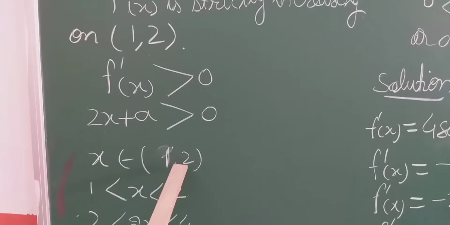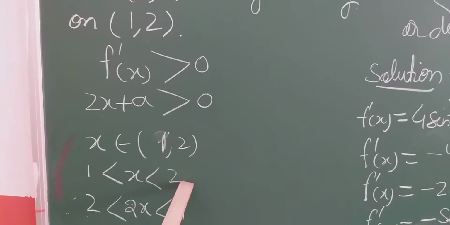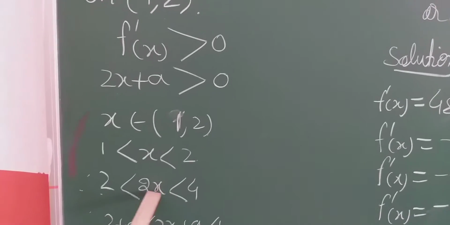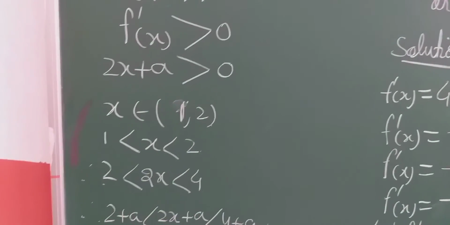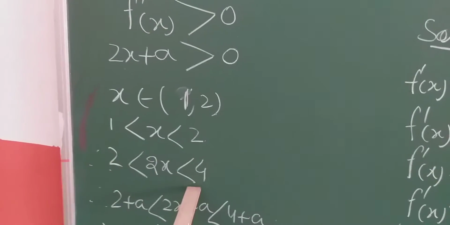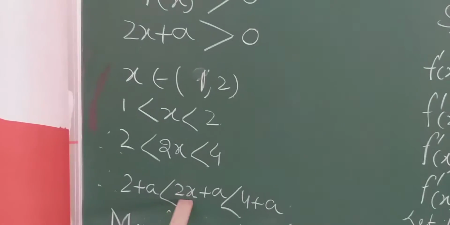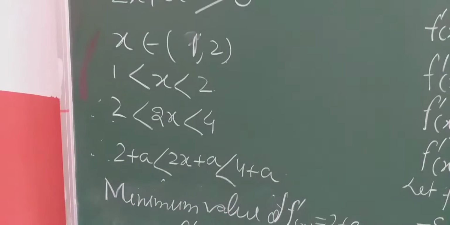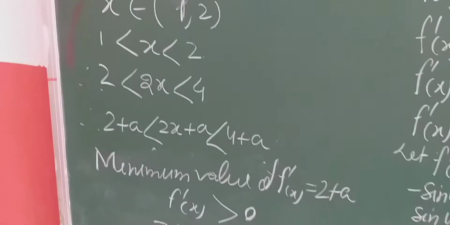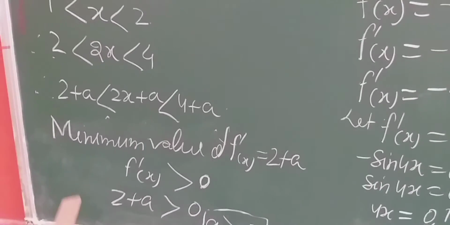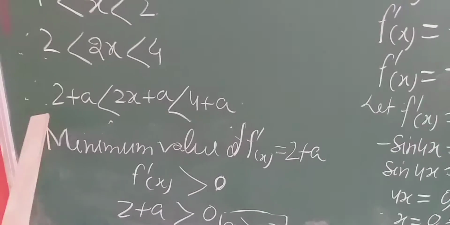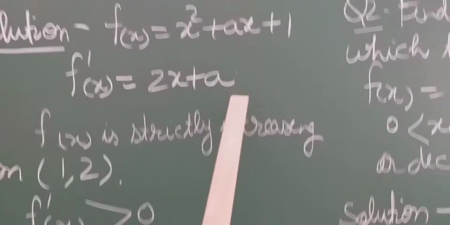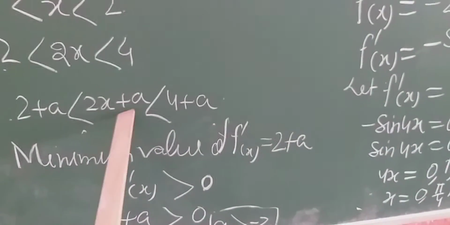Now student, x belongs to the open interval (1, 2). Let us multiply it by 2. So 2x belongs to (2, 4). Now adding a, 2x plus a belongs to (2 plus a, 4 plus a). Okay students, so the minimum value of f dash x is 2 plus a, because 2x plus a is the f dash x. So in place of 2x plus a we can write f dash x.